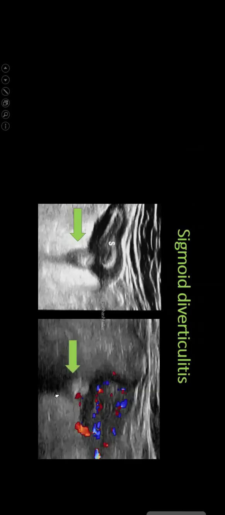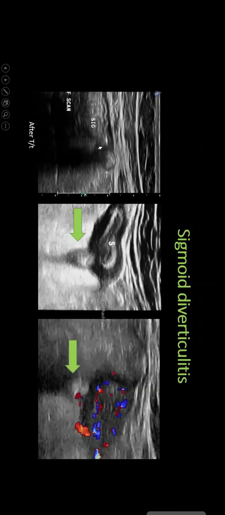Slight thickening and hyperemia. And after treatment, the diverticula resolved, and the inflammation resolved, and the small diverticula with small fecal matter is seen after treatment.